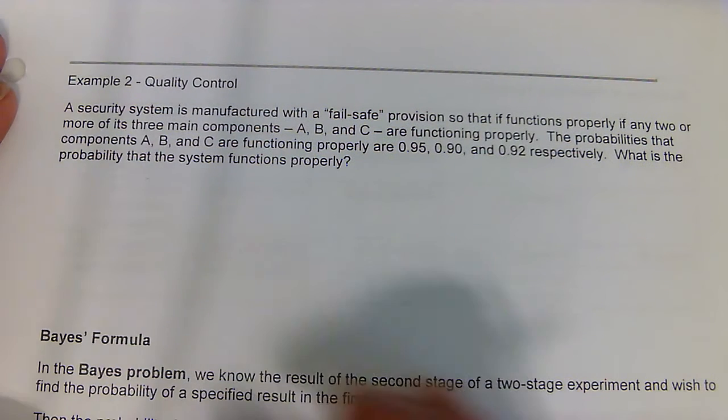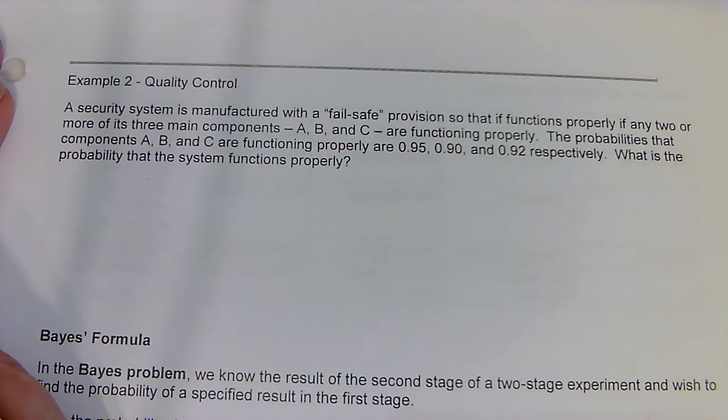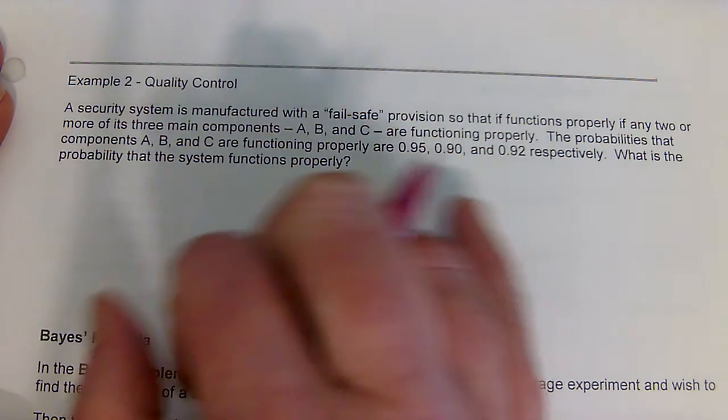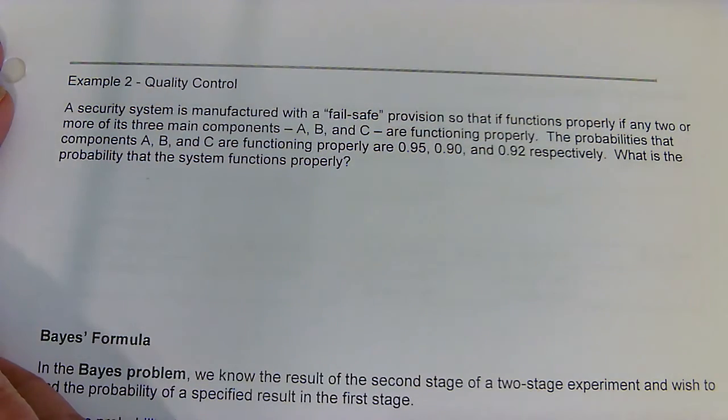So let's look at this one. Quality control. A security system is manufactured with a fail-safe provision so that it functions properly if any two or more of its main components, A, B, C, are working properly. The probabilities that A, B, and C are working properly go as follows. What is the probability that the system functions properly?